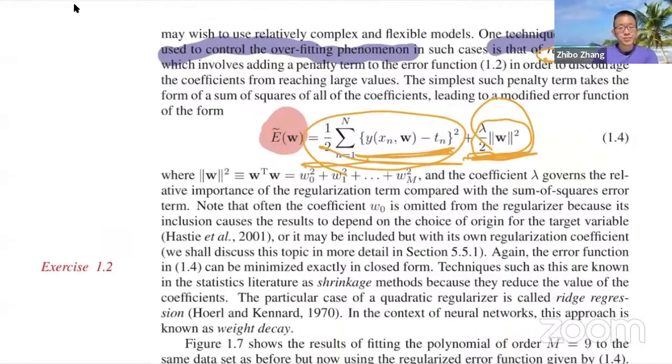Let's continue. So here, the author gives you the definition of W square. Basically it's the sum of squares of each individual element of the vector W.